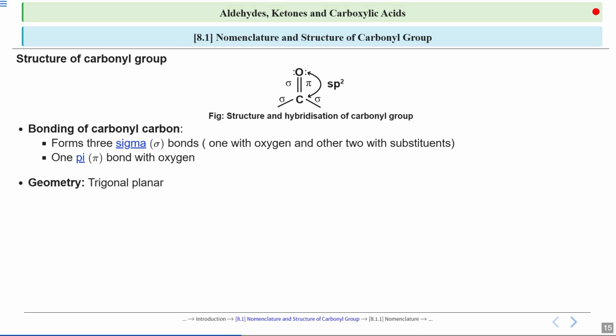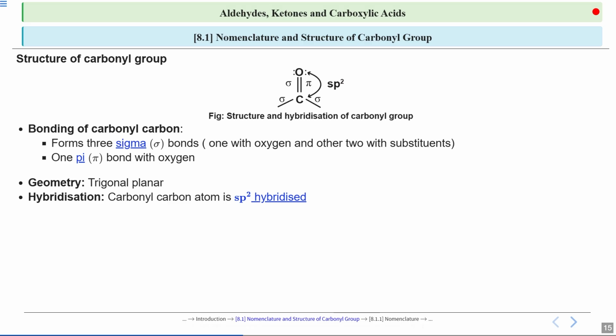Now if we talk about the geometry of the carbonyl group, the geometry is trigonal planar. That means everything will be in a plane. Imagine a flat triangle where the carbon is at the center and the substituents are at the corners. So the shape is trigonal planar.